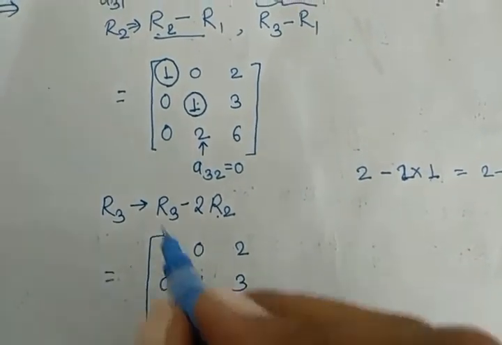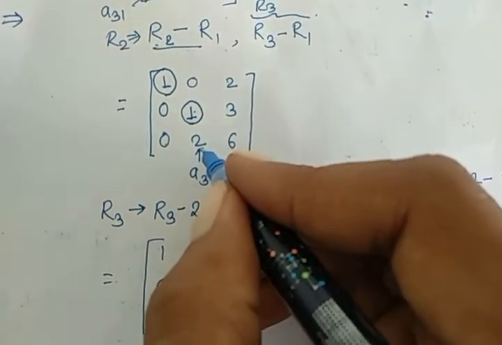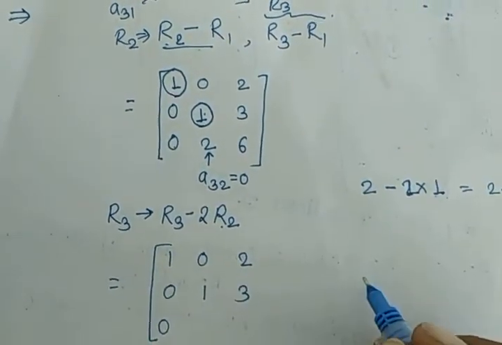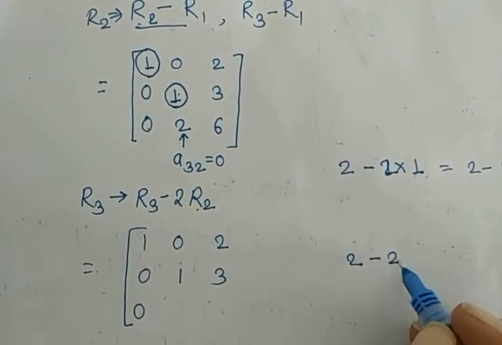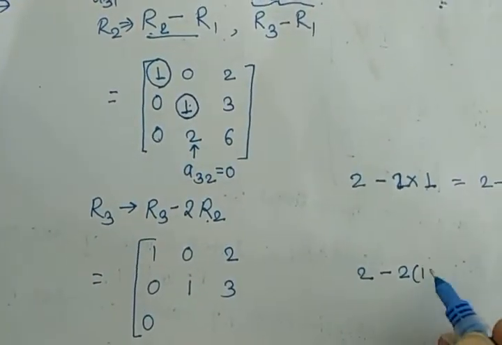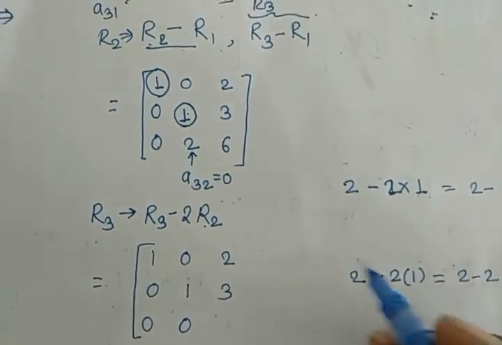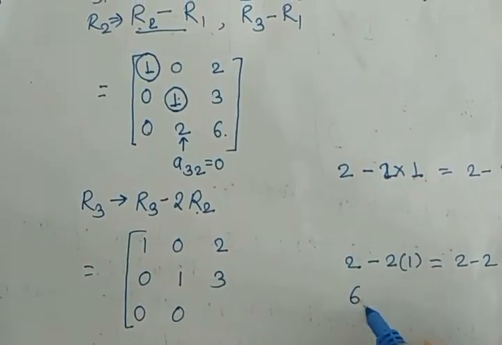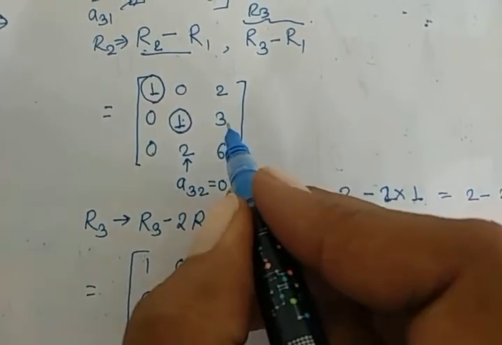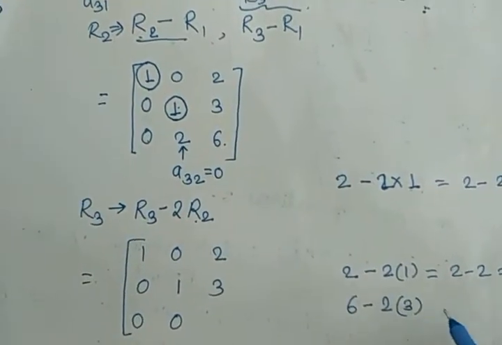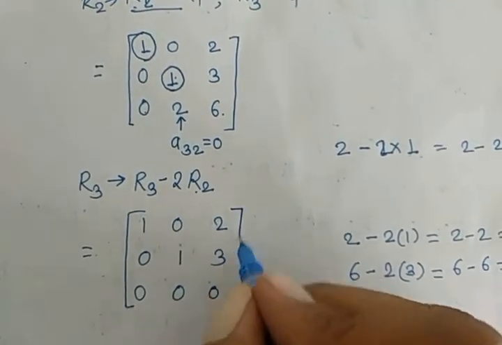Now here both are 0, so 0 minus 0 is 0 again. Now the R3 position is 2, and the row operation is minus 2 times R2 value 1, which is 2 minus 2 into 1, which is 2 minus 2, equal to 0. And the next position, 6 minus 2 into the R2 value 3, is 6 minus 6, which is again 0.